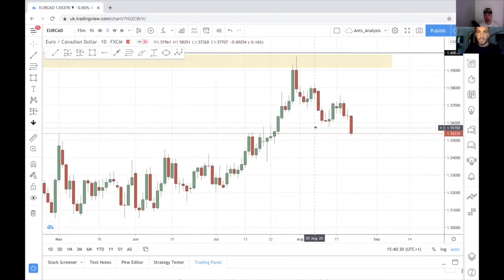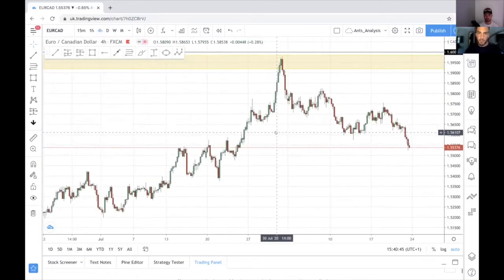On the daily, you can see ever since touching resistance at around 1.6, we have formed bearish market structure where we've just been forming lower lows and lower highs and retesting support as resistance. Now, if I drop down to the 4 hour chart, you'll be able to see this a lot more clearly.